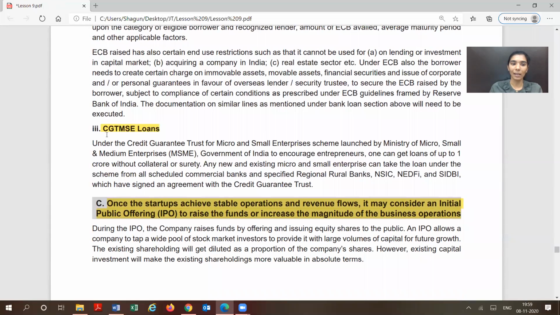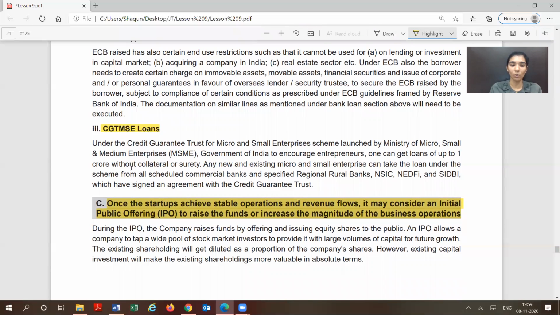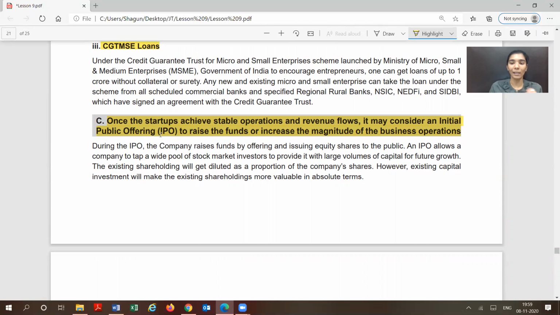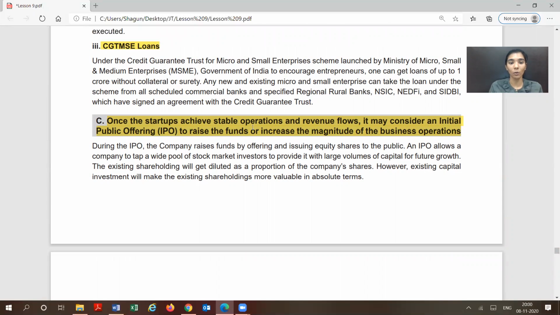उसके बाद एक third category है CGTMSE loans. This is the Credit Guarantee Trust for Micro and Small Enterprise Scheme. ये एक scheme launch की है by the Ministry of Micro, Small and Medium Enterprises by the government to encourage entrepreneurs to get loan up to 1 crore तक आप loan ले सकते हो without any security. Okay. Now, once the startup is able to achieve stable operation revenue flow, it may also consider an IPO. तो पहले एक बार startup बन गई है, उसके बाद अगर आपको लगे कि your startup company has lot of capability, आपको और funding चाहिए, तो you can go for IPO if you want to increase the magnitude of your business operations.